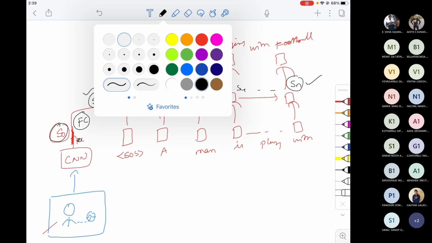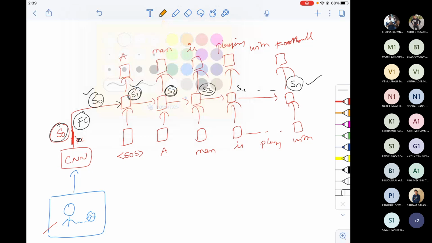But I appreciate you have tried your best. That's a good thing, good thought process. Now, here, if you see very carefully, I connected CNN only once. Think that the SN that you have is very large.